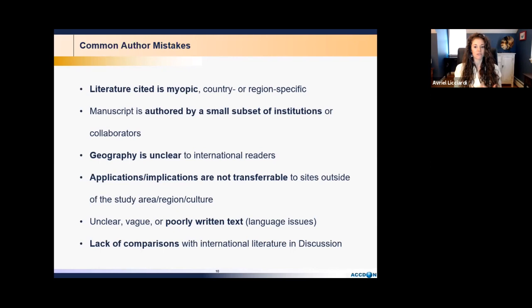This is something that is very important to ensure that you have very clearly stated in your research, whether that's in your discussion section, your cover letter, or your conclusions. It's also important, and there's no way around it, but language is something that is essential for publication in an international journal. International journals publish in the English language, so if you are a non-native English speaker, this can be very difficult. So if there is unclear, vague, or poorly written text, this could be justification for rejection.